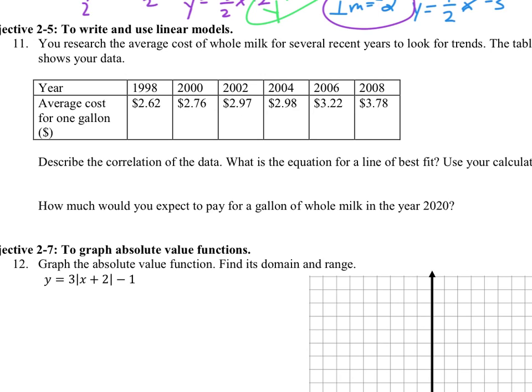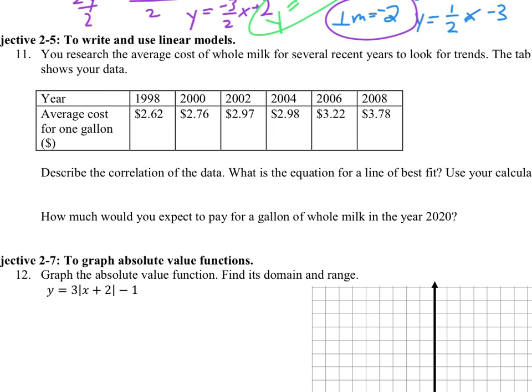One of those choices we can make is to use the actual years for list 1. Again, the other choice you might make would be to have 1998 be year 0, then 2000 would be year 2, and so on. Really not much choice for the cost. The cost will just be those prices.